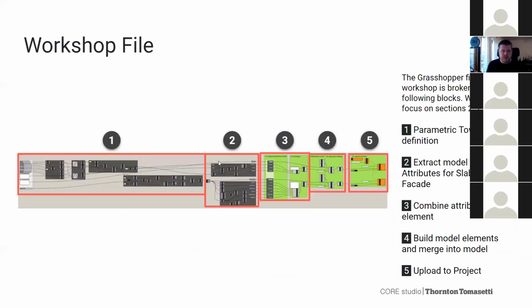And then in section 2, we're going to be looking at how to pull out some of the model attributes. So we'll just talk through this really quickly. And then sections 3, 4, and 5 are all about the process of converting that Grasshopper model over to a model that Mirar can ultimately use, and then uploading it to the Mirar web application.